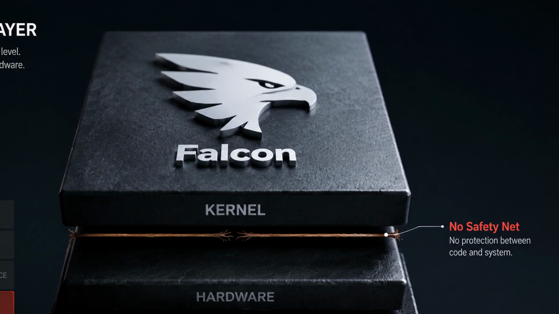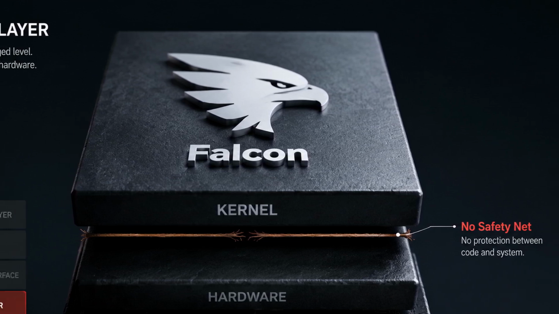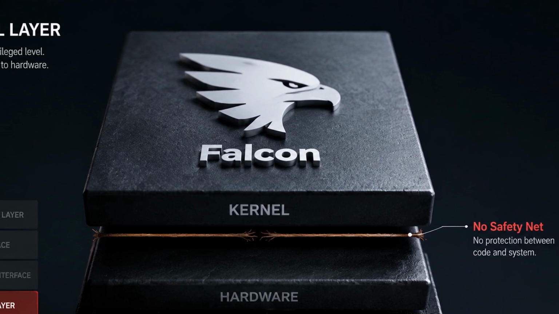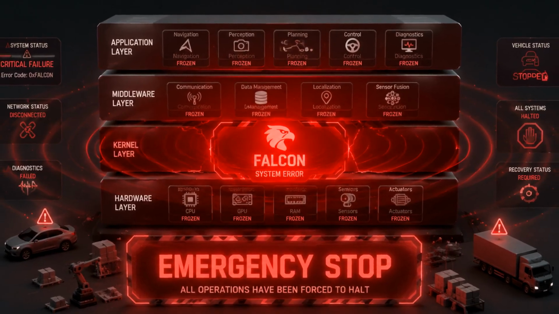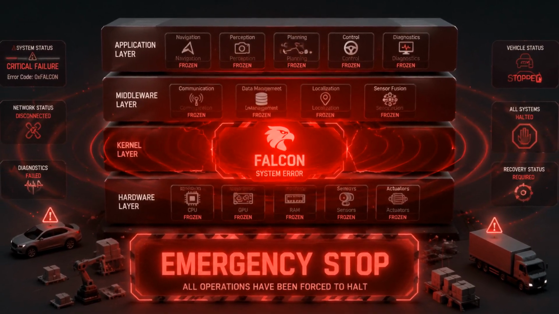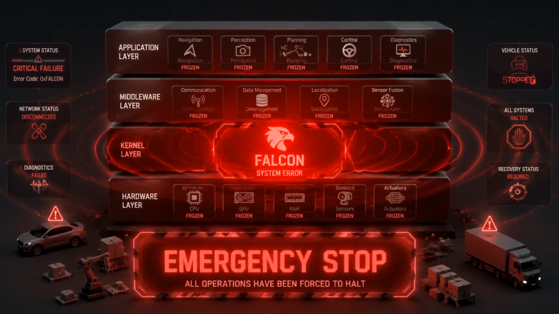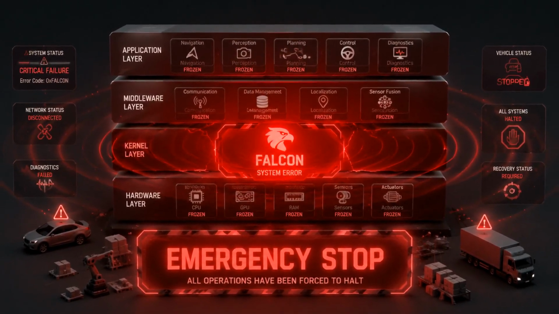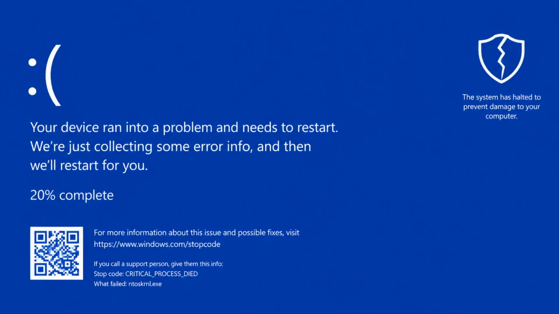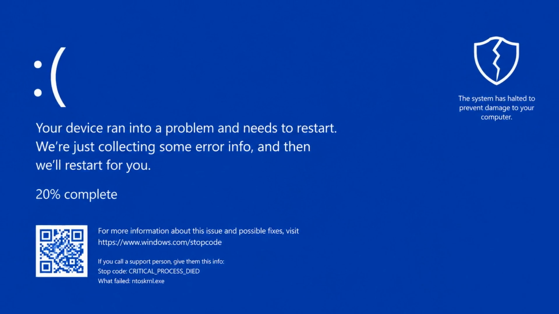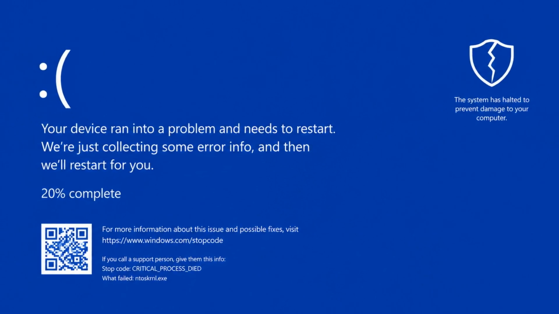But this power comes with a significant trade-off, because in the kernel, there is no safety net to catch a program if it suddenly fails. If code running at this level encounters an error, the operating system cannot isolate the problem, forcing the entire machine to trigger an emergency stop. This emergency stop is the infamous blue screen of death, a protective mechanism that halts all operations to prevent further damage to the system's core integrity.